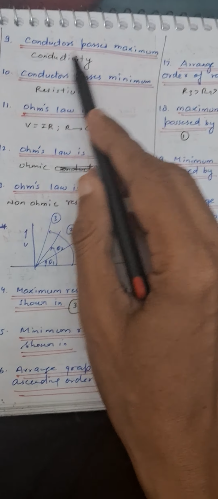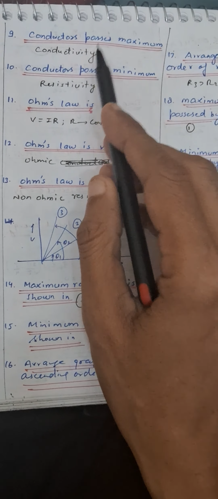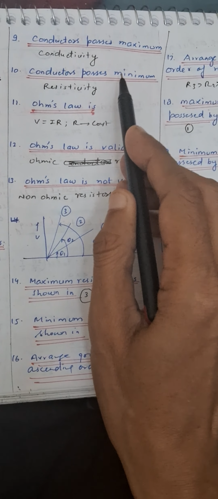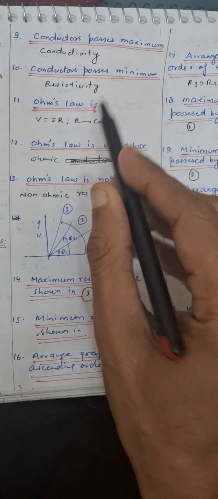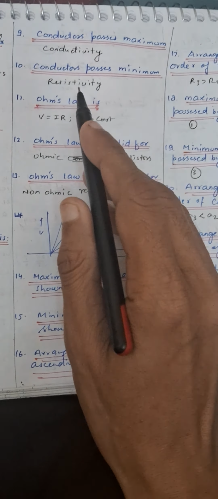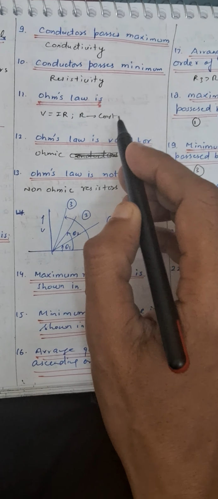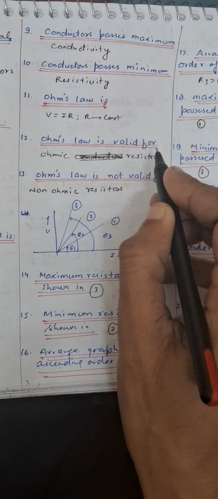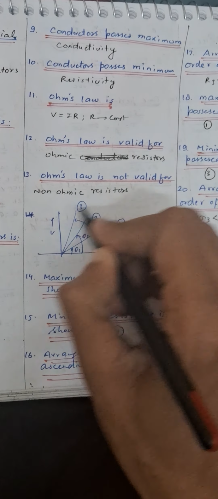Next is conductors possess maximum: they possess maximum conductivity. Next is conductors possess minimum: they possess minimum resistivity. Next question is what is Ohm's law? Ohm's law is V is equal to IR when R is constant. Ohm's law is valid only for ohmic resistors. Ohm's law is not valid for non-ohmic resistors.